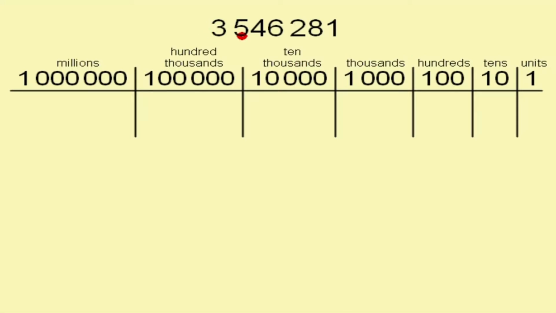Now let's put this number into this place value table. This helps us see the value of each of the digits. For example, the 2 here is in the hundreds column, so it's actually 200. The 3 here is in the millions column, so it's actually 3 million.